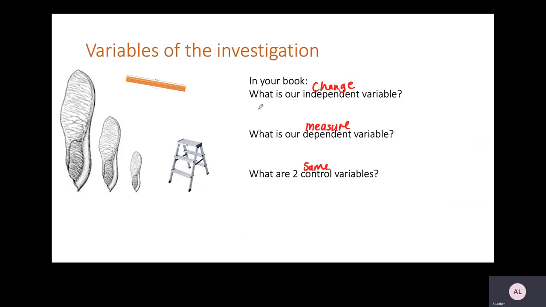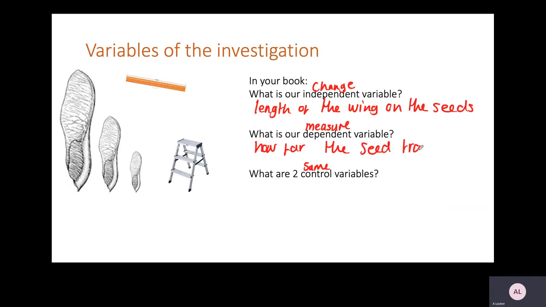Okay, so hopefully you've done that. Our independent variable then is the length of the wing on the seeds. What is our dependent variable then? We are going to measure how far the seed travels. 2 things we're going to keep the same: we're going to drop them from the same height every time, otherwise they could end up travelling further or not as far as we expect. And we're also going to make sure we've got the same conditions in the room.